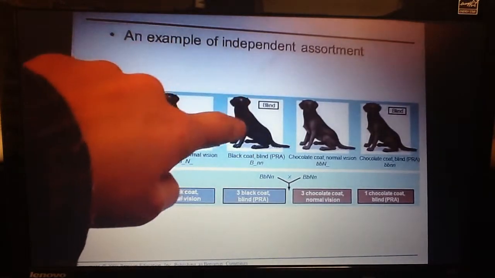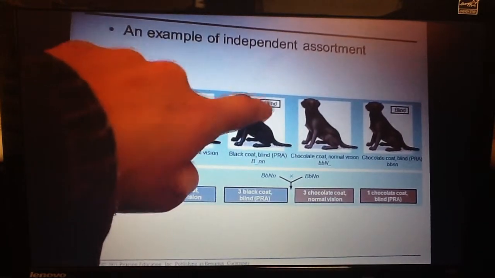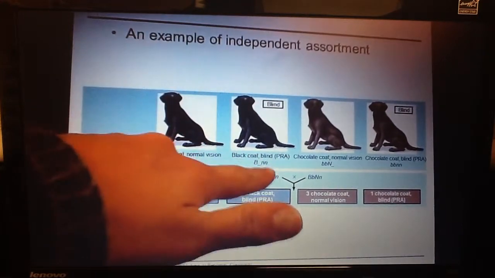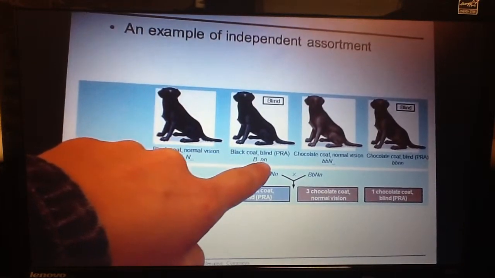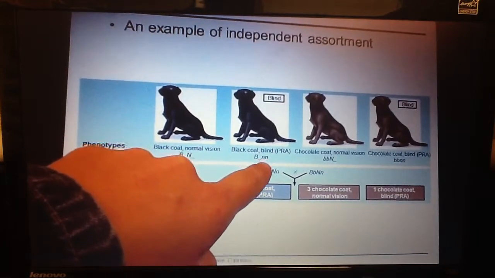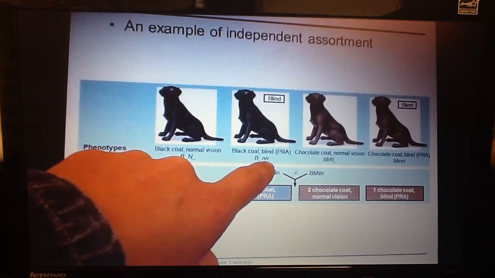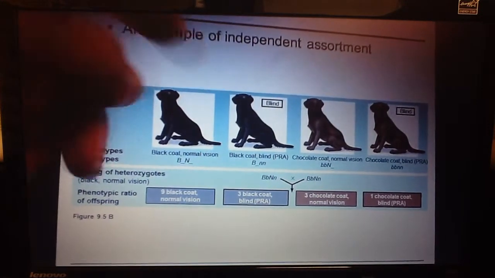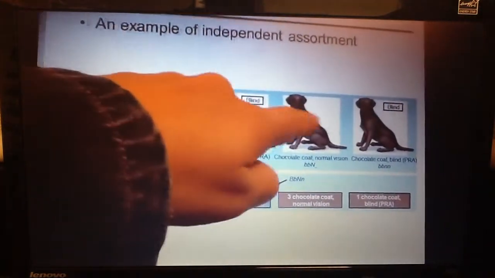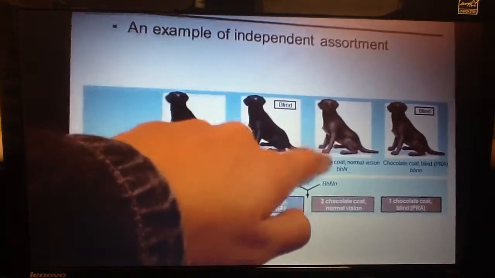Whereas if you have a black lab that has the recessive blindness, then we already know 3 of the 4 alleles, because we know it has at least one dominant allele. And we know that in order to be blind, it has to be recessive, so both alleles have to be recessive. Now, what happens is that if you cross this with a chocolate lab, and we know chocolate is recessive.